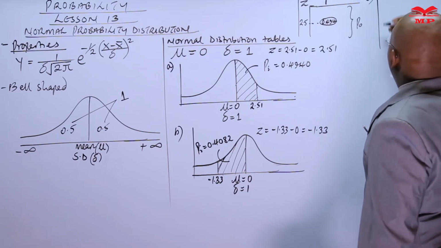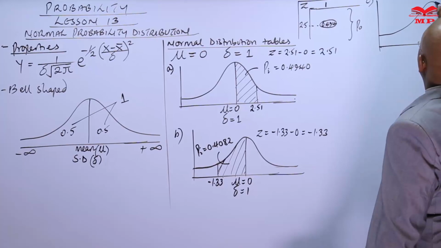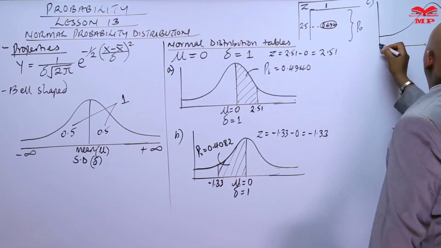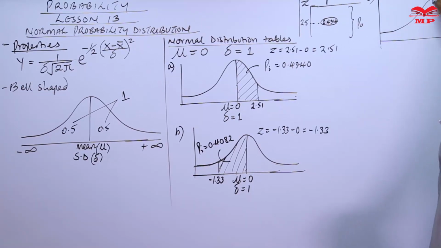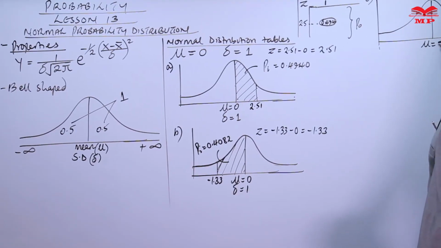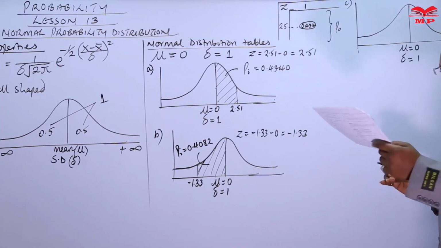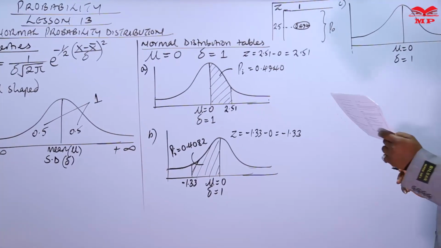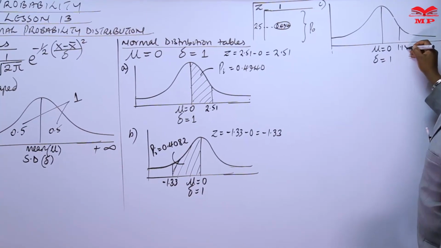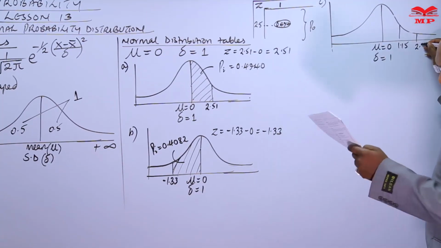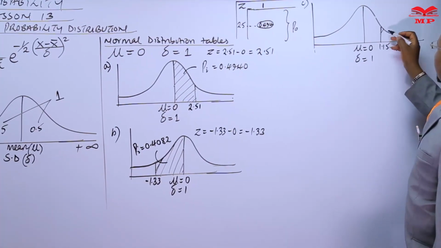this is number C. So between, this being our mean is 0 and the deviation is 1. We have been asked 1.15 and 2.20. They're all on one side. So this is 1.15 and this is 2.20. So we want this area.